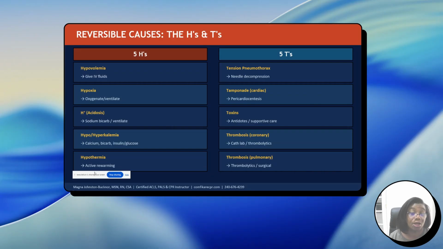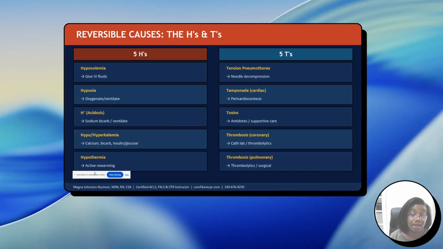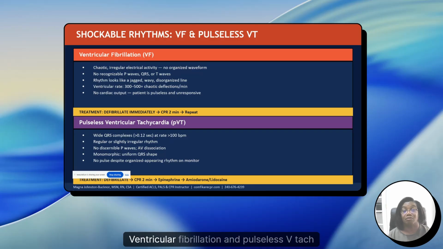Tamponade, cardiac, you're going to do pericardiocentesis. Toxins, antidotes and supportive care. Thrombosis, coronary: cath lab and thrombolytics. Thrombosis, pulmonary: thrombolytics and surgical. Shockable rhythms: ventricular fibrillation and pulseless VTAC.